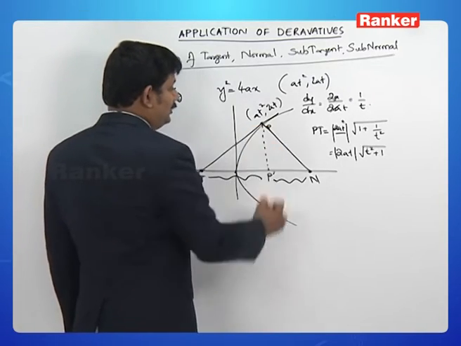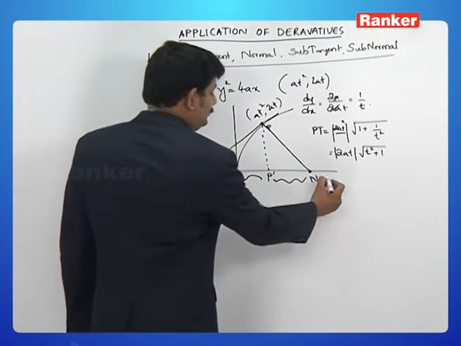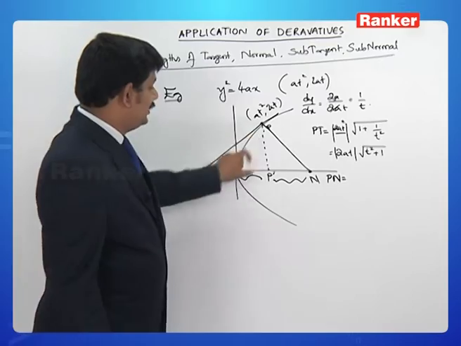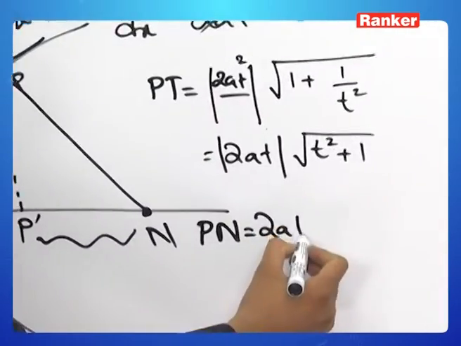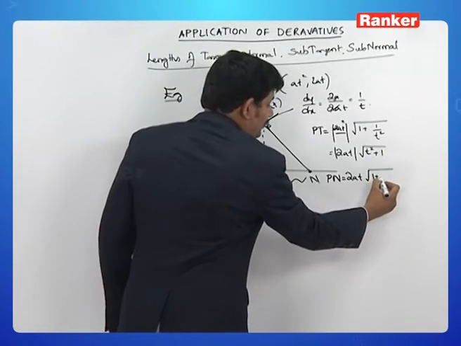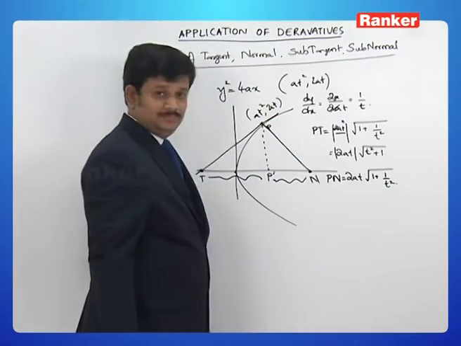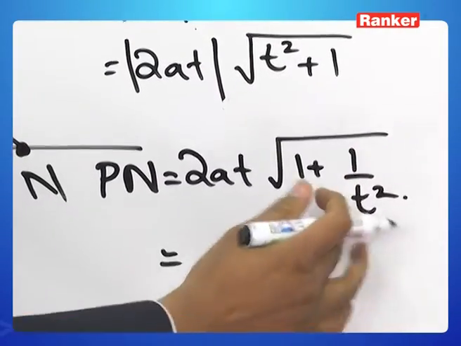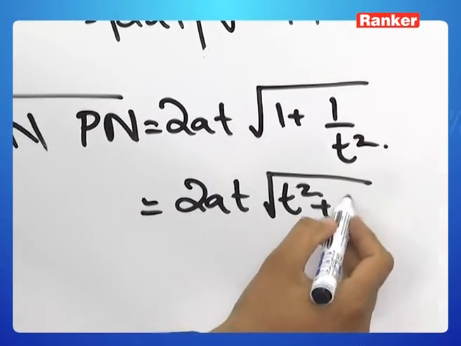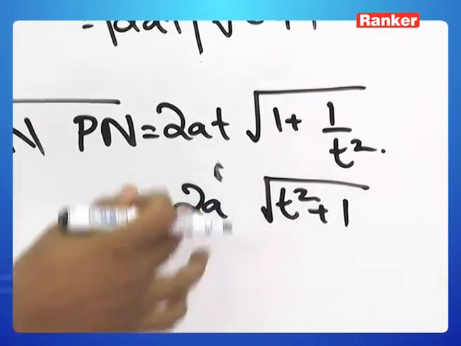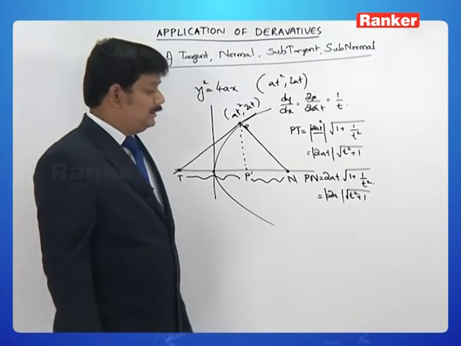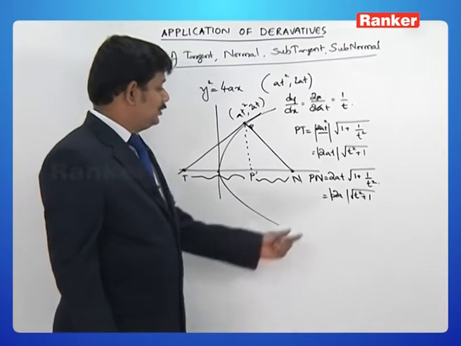Let us find the length of the normal PN. It is given by modulus of y into root over 1 plus m square, which is 2at into root over 1 plus 1 by t square, where m is 1 by t. Take LCM, 2at root over t square plus 1, root t square is mod t, t gets cancelled, and because length has to be positive, let us put a modulus. Mod 2a root over t square plus 1 is the length of the normal.